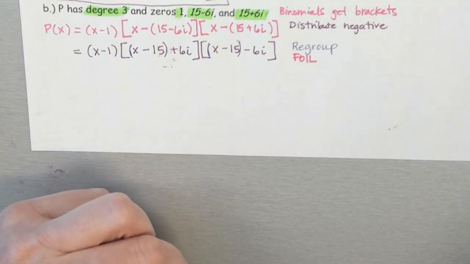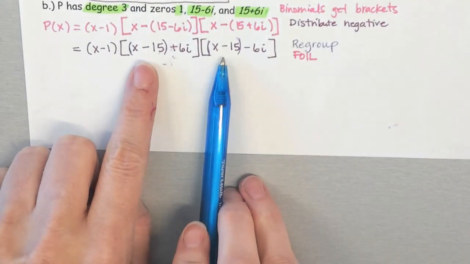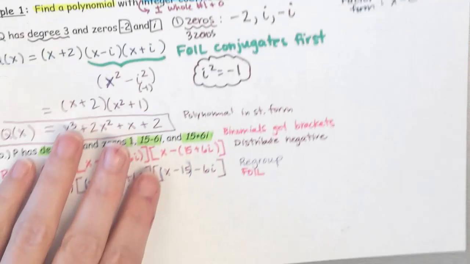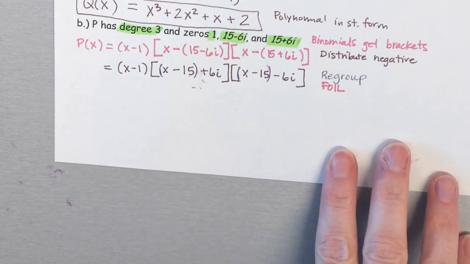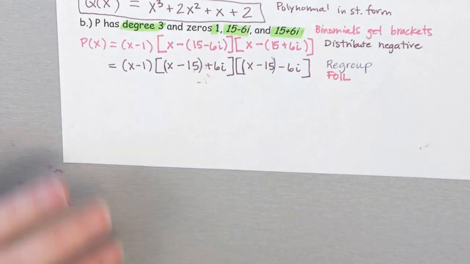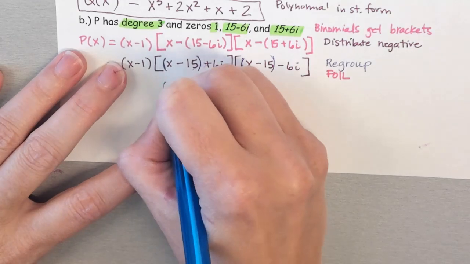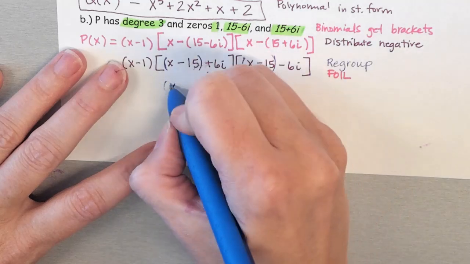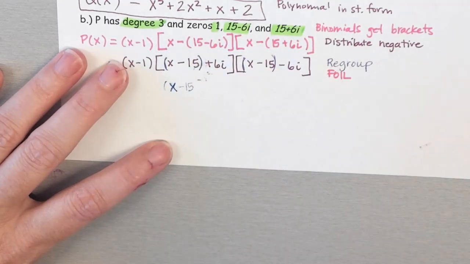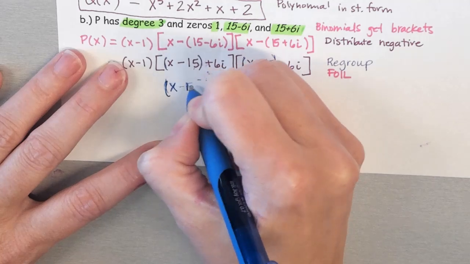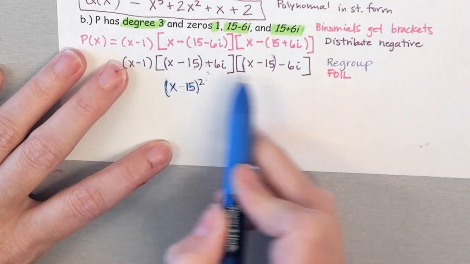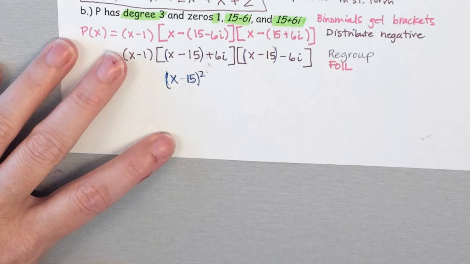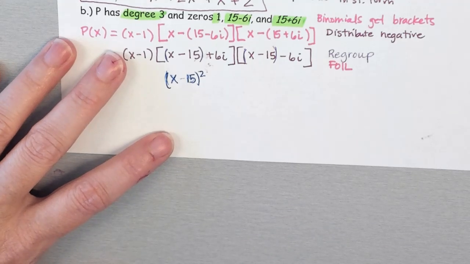So when you FOIL, we're going to think of this as the first term times the first term. So when you think of it as x minus 15 times x minus 15, we're just going to take this slow for now, and we're going to just write it as x minus 15 squared. We are going to simplify that in a minute. So x minus 15 times x minus 15 is x minus 15 squared.